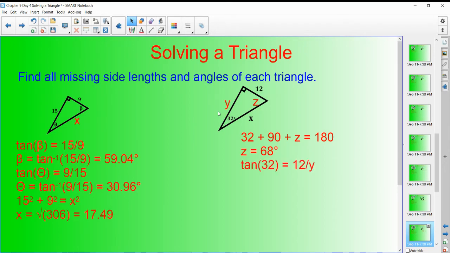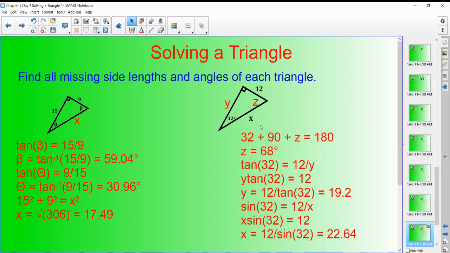So, like I said, opposite and adjacent to find y, multiply both sides by 12 by y, and then divide to get an answer. Okay, y looks longer than 12, and so my number reflects that. And then x has got to be the longest side, so when I solve that, this time I use sine, and then I solve for x, multiply by x on both sides, and divide by sine of 32. I get that x is the longest side.